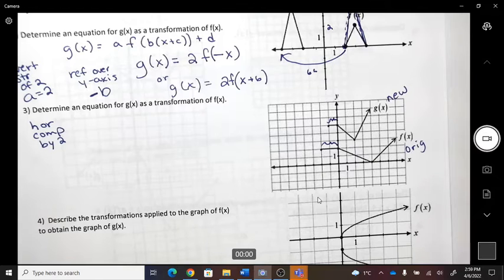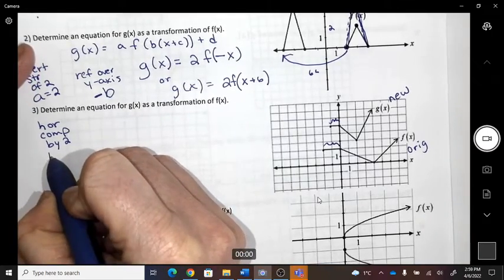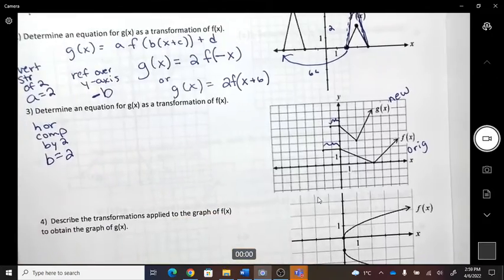What am I going to put into my equation? What am I worried about on a horizontal compress? Which letter? B is going to have to be a 2.